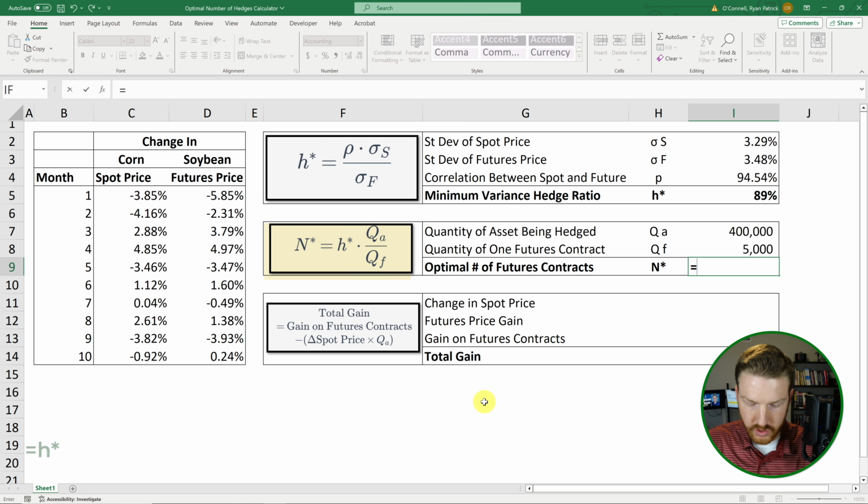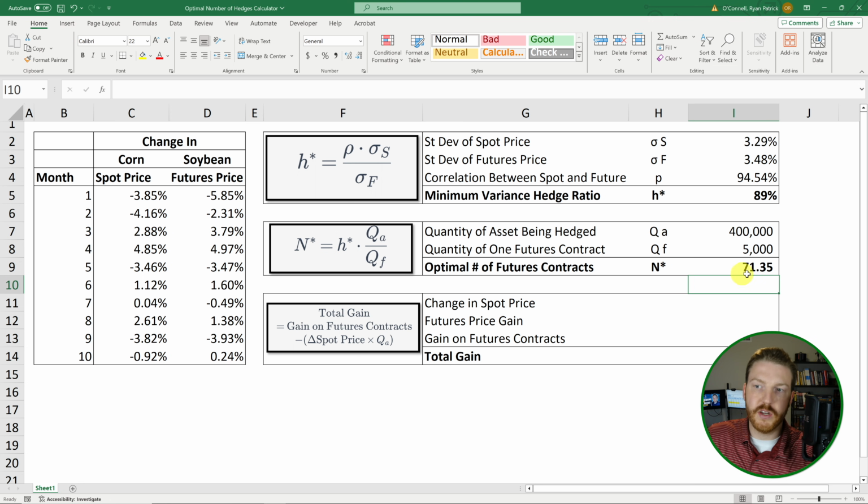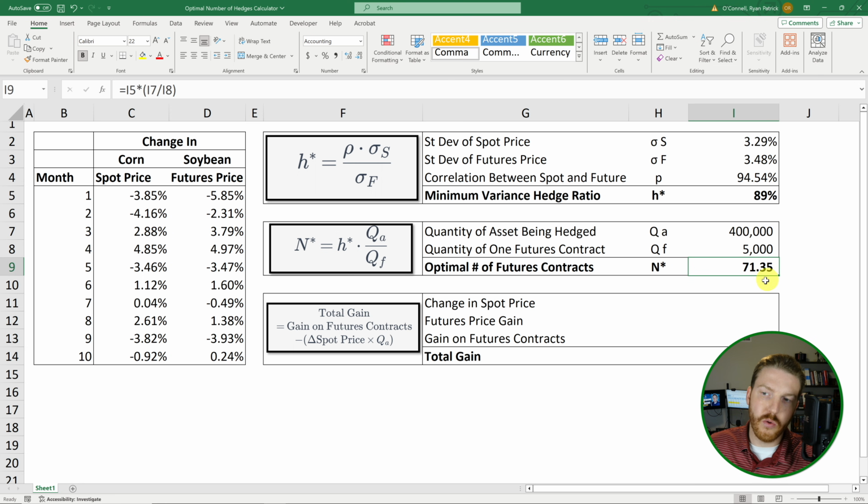So that's going to be equal to the hedge ratio here multiplied by the number of bushels of corn that we need to hedge divided by how many bushels of soybeans underlie each contract, and hit enter. So this tells us we're going to need 71.35 contracts. So normally you can't buy a part of a contract, you have to buy a whole contract. But for now, let's just go on assuming we can buy a fraction of a contract.